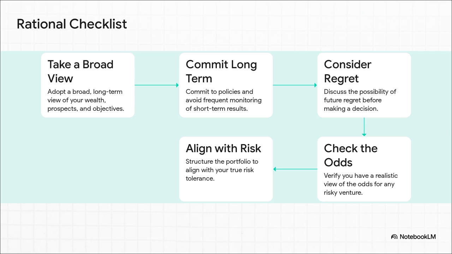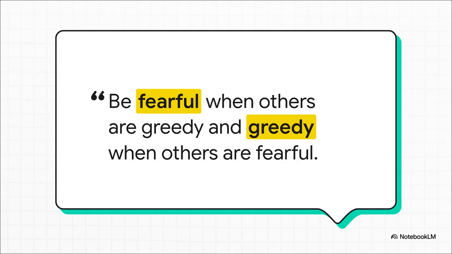And crucially, it demands that we confront the possibility of future regret and verify our own assumptions before making a decision. This enduring piece of wisdom serves as such a powerful summary of our entire discussion. The real essence of rational, adaptive investing lies in developing the discipline to act contrary to the prevailing emotional tide of the market. It is all about maintaining your objectivity precisely at the moments when fear and greed are driving the actions of everyone else.